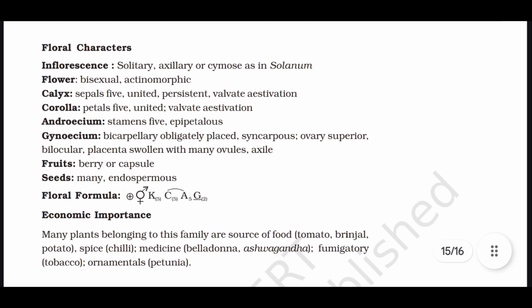With this, we are done with the NCERT reading of Class 11, Chapter 5, Morphology of Flowering Plants.